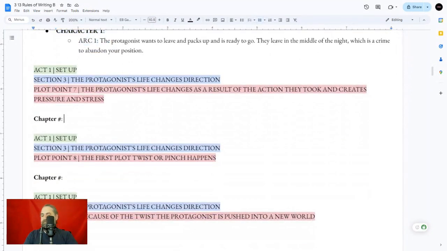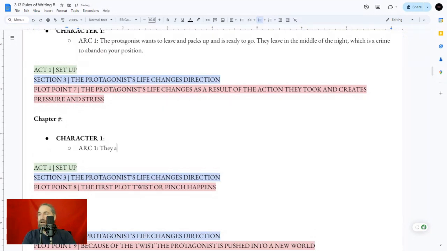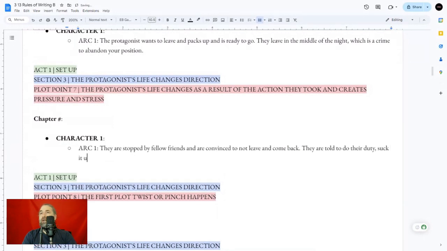As a result, they are stopped by fellow friends and are convinced to not leave and come back. All right. They are told to do their duty, suck it up, and prove that you deserve to be out there in the battle, the war. By the way, I'm not going to do the whole thing. I'm only going to do the first act. We're almost done with the first act.